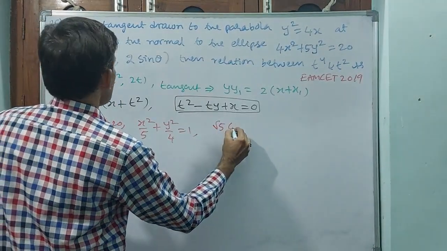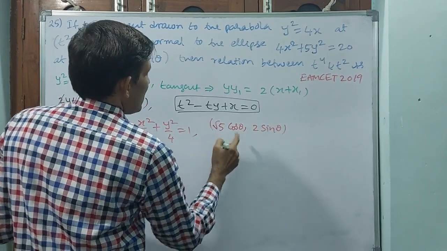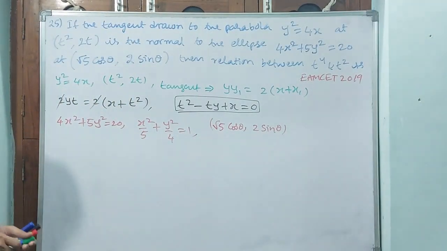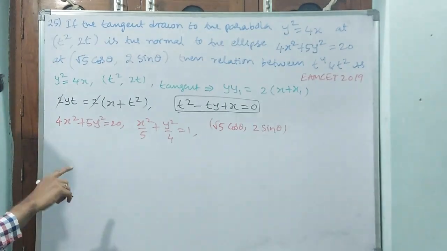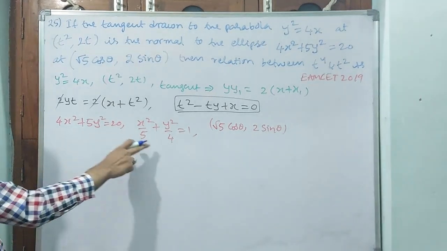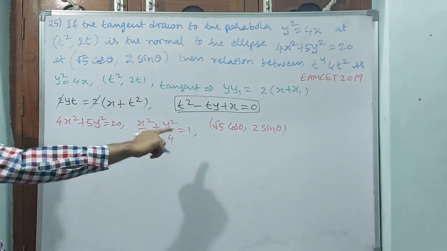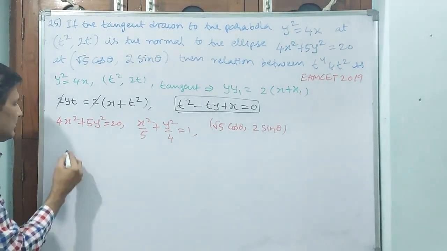Root 5 cos theta, 2 sin theta. See, this is x1, this is y1, like you take it. See, the logic is here I am writing: first, again, an ellipse and a point. In the last question we did an ellipse and one line normal. But here a line has not come, a point has come. If a point comes, how are we going to get the equation of the normal?